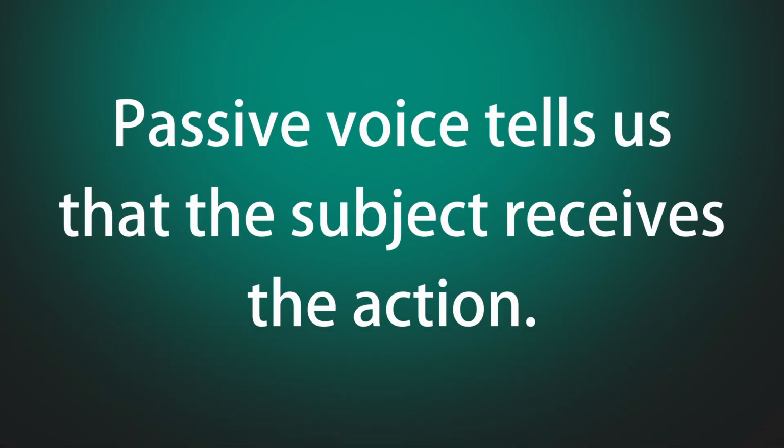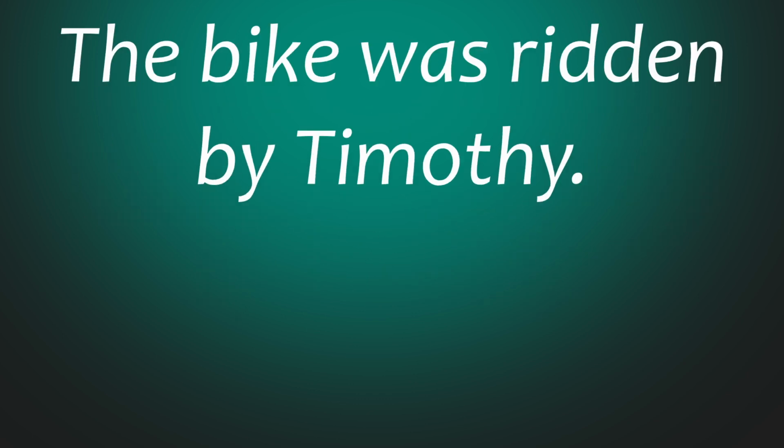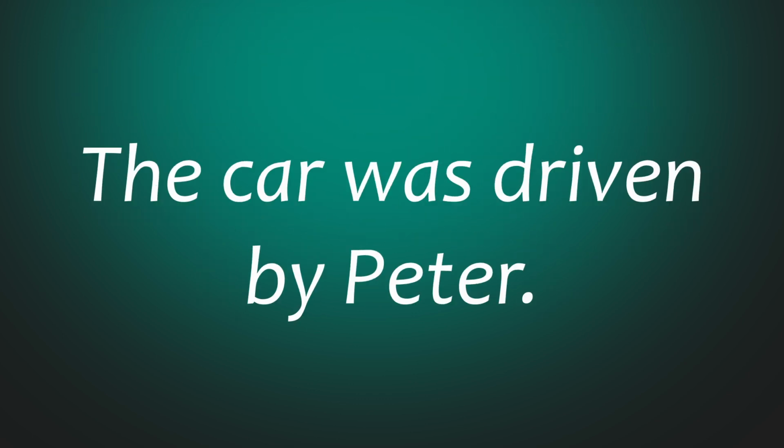Let's look at passive voice. Passive voice tells us that the subject receives the action. For example, the bike was ridden by Timothy. Notice the subject, the bike, receives the action. Therefore, the verb is passive. Let's look at another example. The car was driven by Peter. Notice the car received the action. Therefore, the verb is passive.